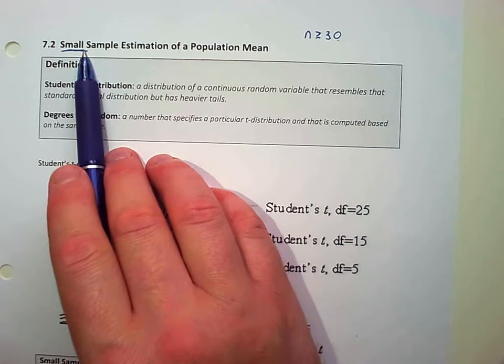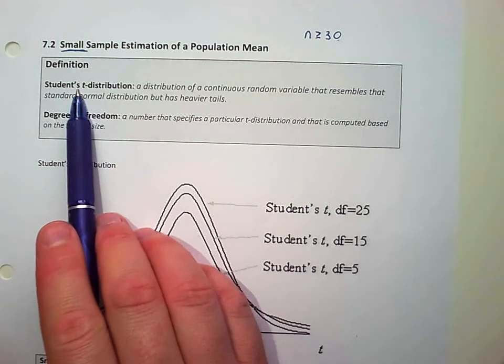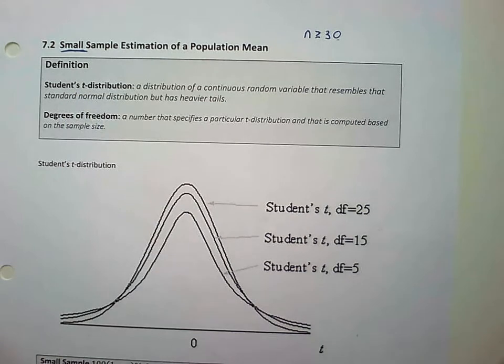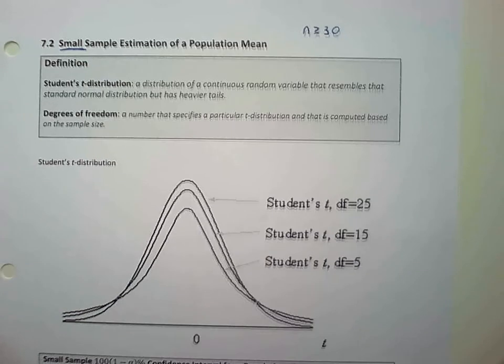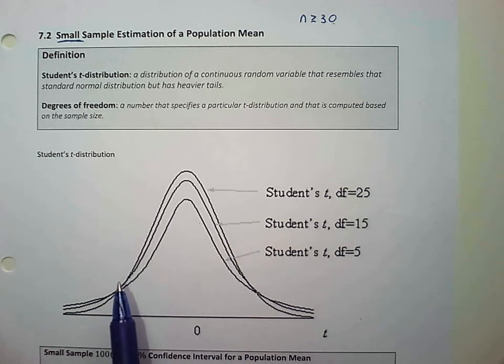But right now we're going to be dealing with n that's less than 30. And when we deal with n that's less than 30, instead of using our normal distribution, we're going to use what's called the student's t distribution. So let's take a look at the student's t distribution. Here we have some student's t distributions, and as you can see, there's three of them right here. They're all bell-shaped and symmetric. So they have that in common with the normal distribution.